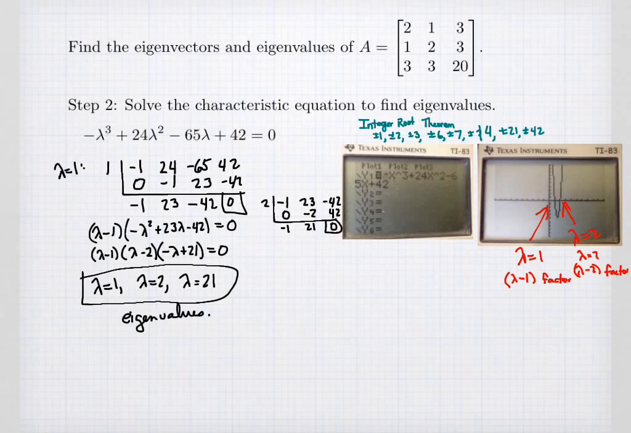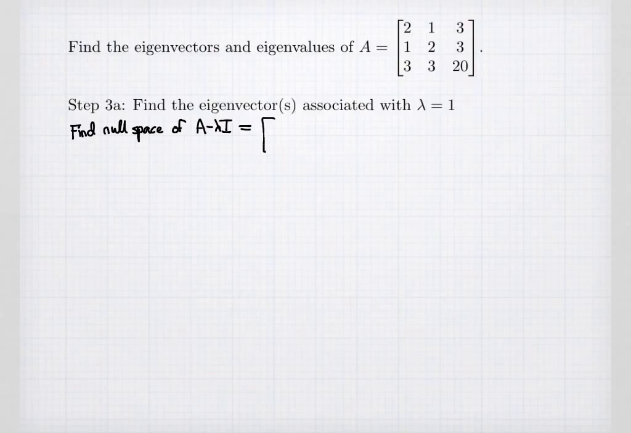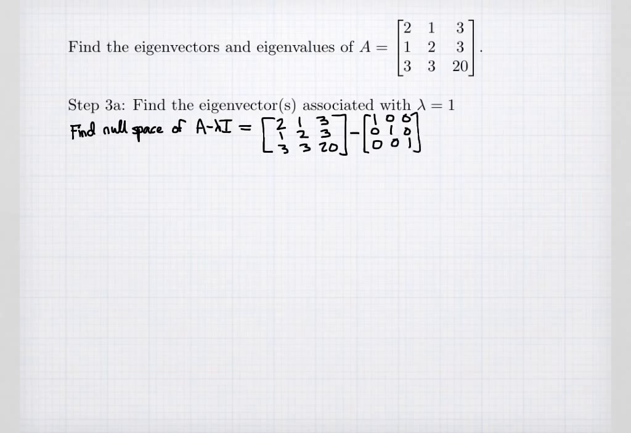Next, we'll need to find out what the eigenvectors associated with each of those eigenvalues are. So let's start with the eigenvalue lambda equals 1. What we need to do is find the null space of A minus lambda I. So with lambda equal 1, we need to find the null space of the matrix A minus lambda I. Here we're going to subtract the identity and see what that new matrix is.